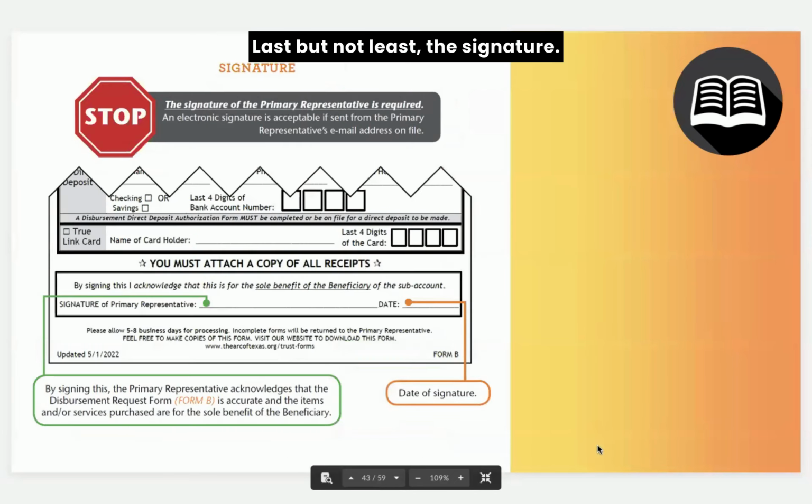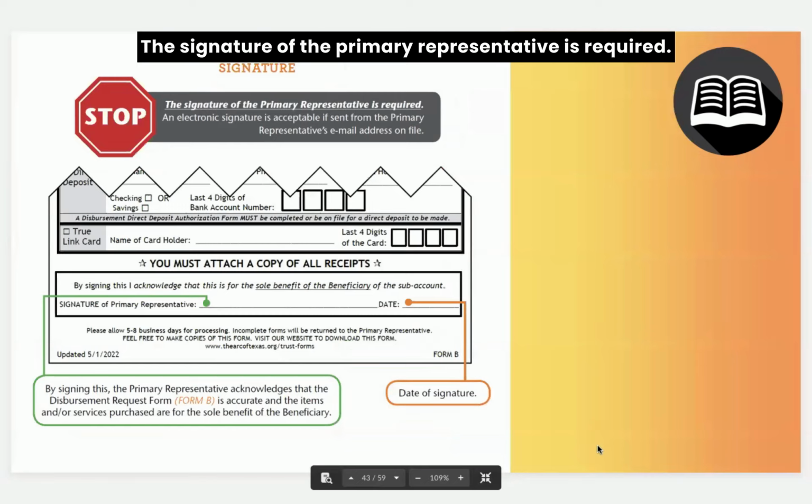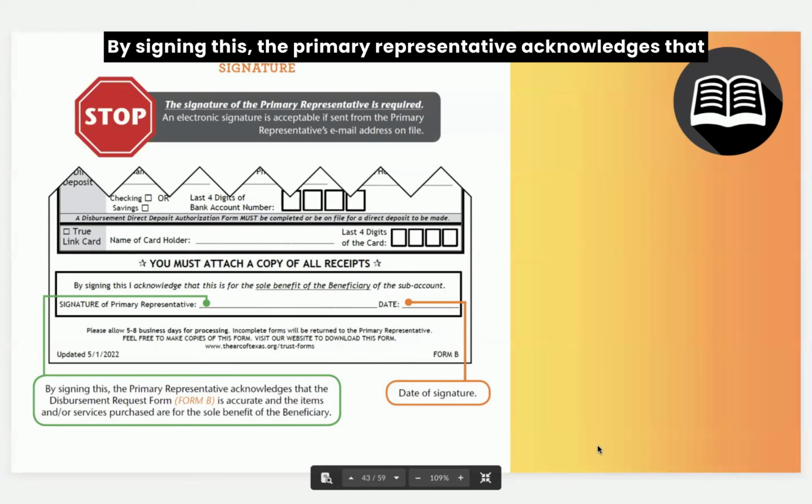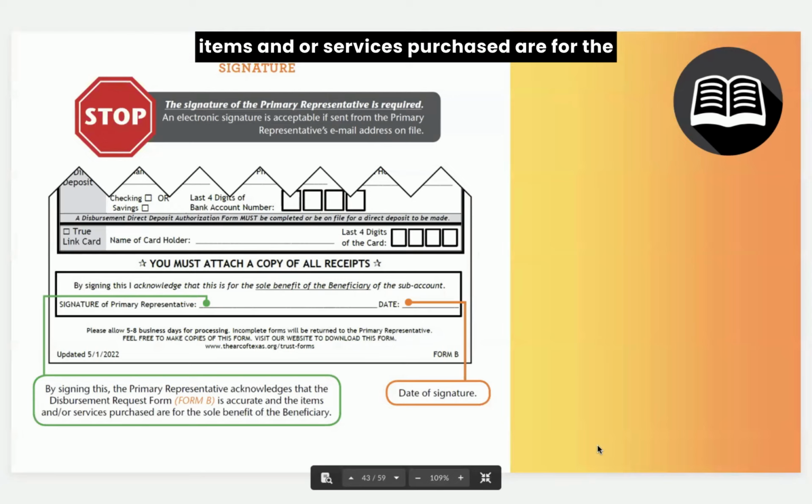Last but not least, the signature. The signature of the primary representative is required. An electronic signature is acceptable if sent from the primary representative's email address on file. By signing this, the primary representative acknowledges that the disbursement request form, Form B, is accurate and the items and/or services purchased are for the sole benefit of the beneficiary. You must also include the date of the signature.